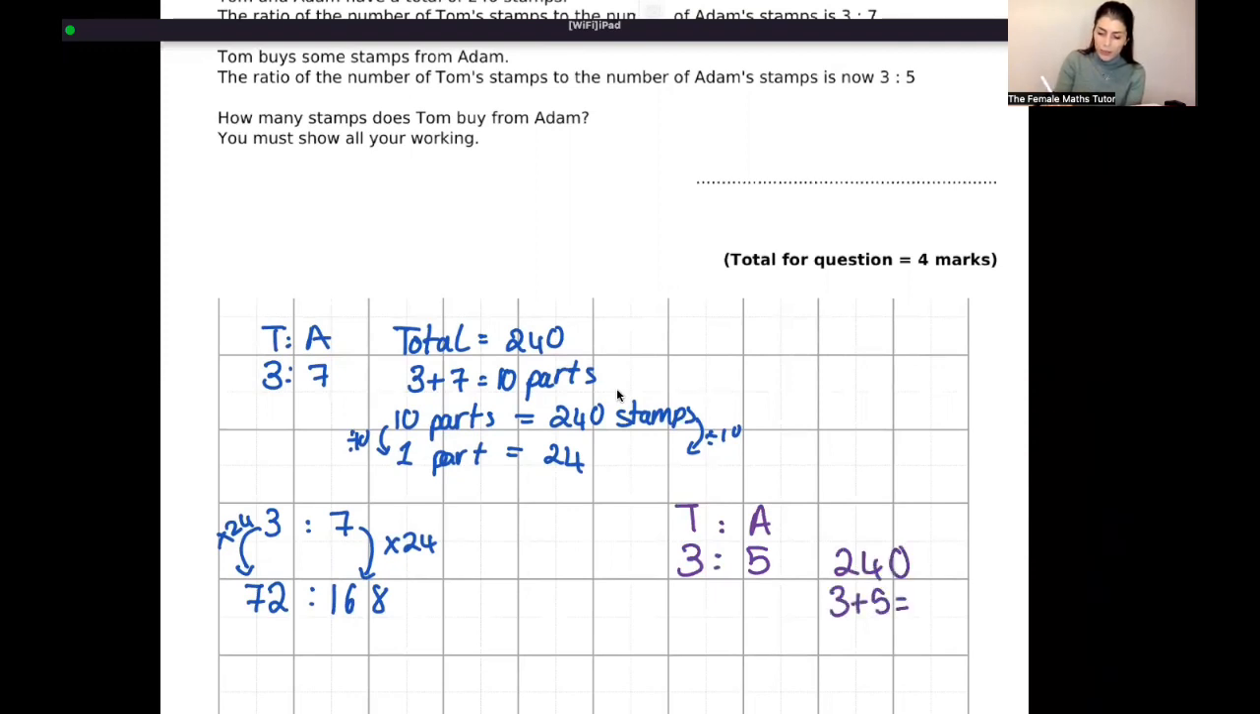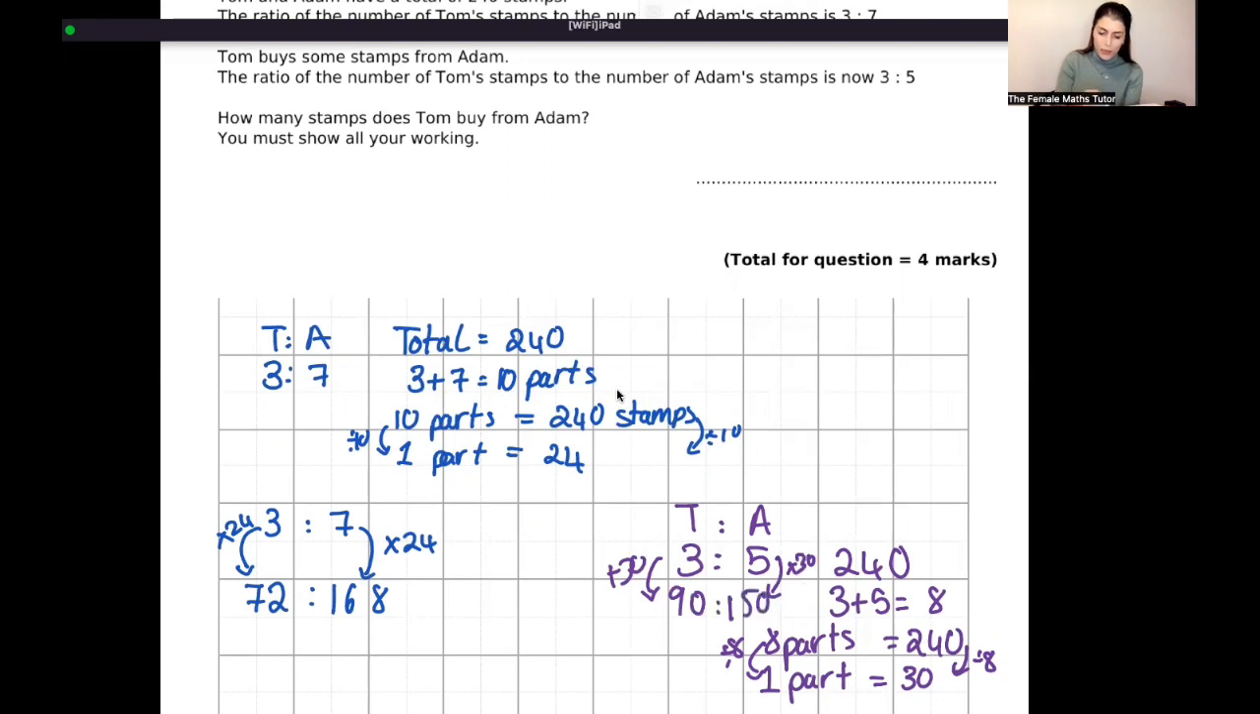So I add the total ratio parts to get 8 parts. So I can say that 8 parts is equal to 240 stamps. Find out what one part is by dividing by 8. So one part is 30 stamps. And then I'll times these both by 30. So Tom gets 90 and Adam gets 150 stamps. Altogether, if you added both of these totals up, they should still equal 240. That's how you check if you've done it right.